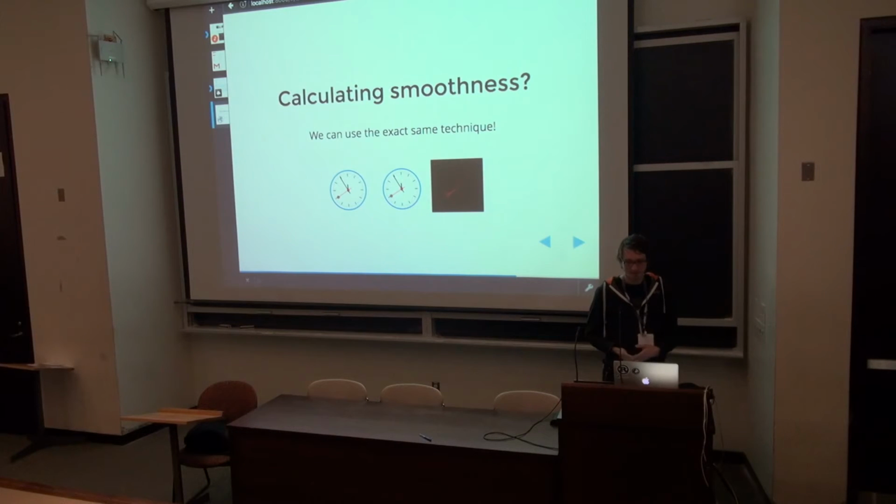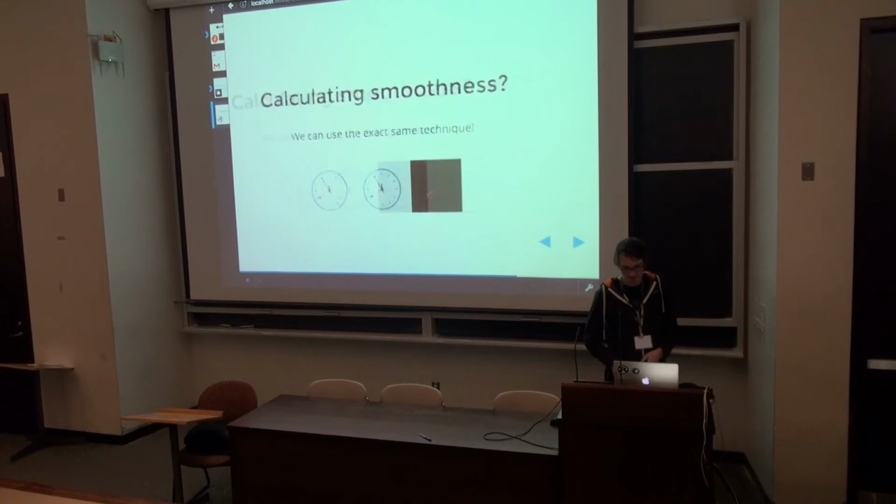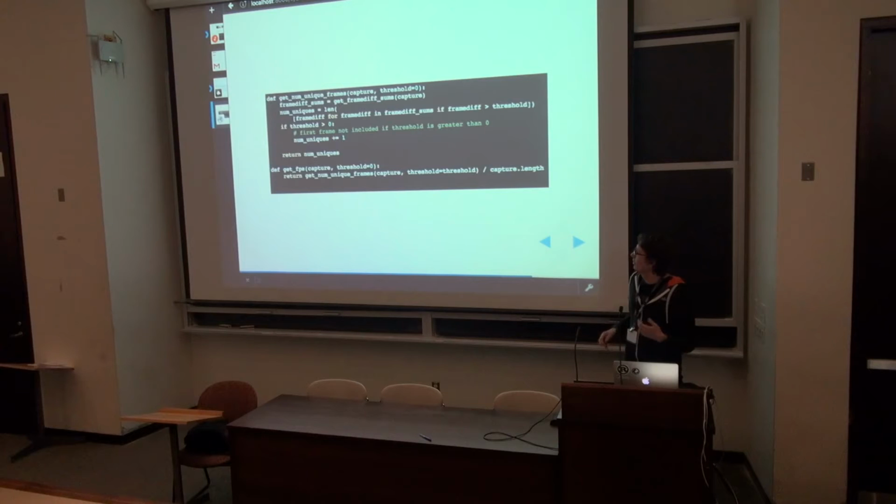Calculating smoothness is the exact same idea. If you have a low number of frames per second, you're going to have a lot of frames that are kind of identical. So just calculate the difference between the frames, see how many are unique, and then you have a rough approximation for how smooth your animation was. Kind of a similar idea: you're still calculating the differences, you're just calculating the number of differences over the entire length of the capture.